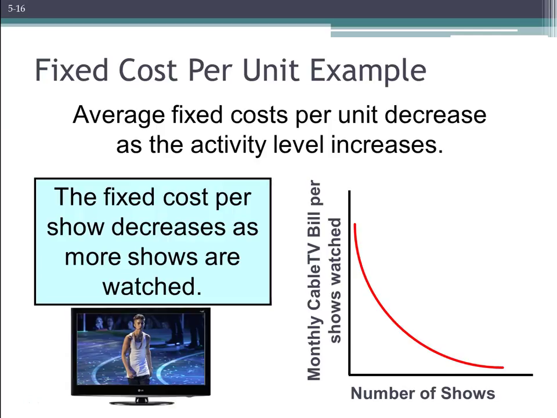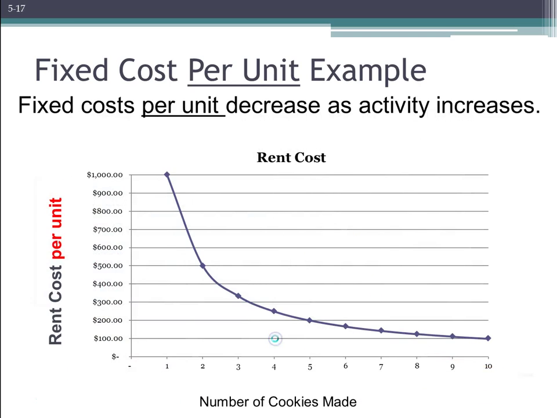So jumping back to your Justin Bieber and cable bill, right? If you're paying $100 a month, the more TV shows you watch, well, the less you are paying for each individual show. And what I mean is, if you pay $100 a month for your cable bill and you watch one show, well, guess what? You paid $100 to watch that one show. But instead, if you were to watch 100 shows, then you're only paying $1 per show. So on a per unit basis, the more you watch, the lower your fixed cost per unit is.